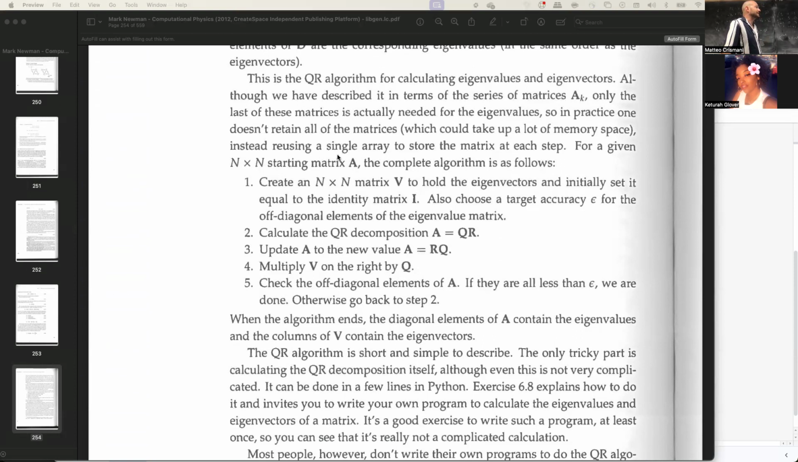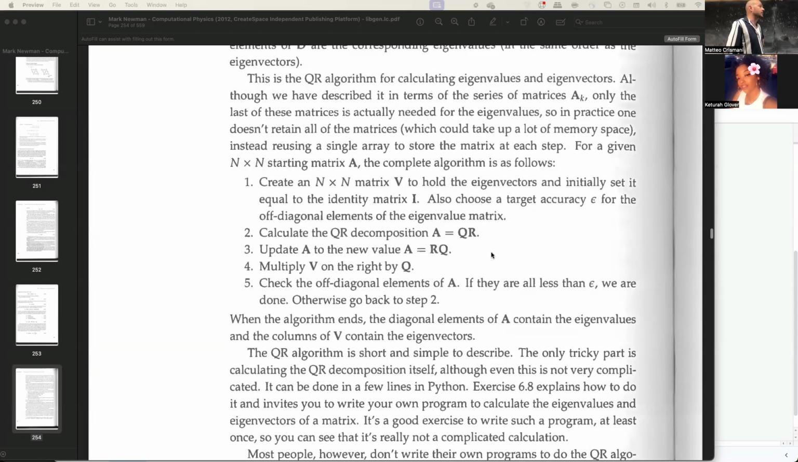So an n by n starting matrix A has the following algorithm. You create the matrix V to hold the eigenvectors and initially set it equal to the identity matrix. Then you choose a target accuracy for the off-diagonal elements of the eigenvalue matrix. Why am I doing this? Well, initially, V needs to be diagonal. And you can calculate the QR decomposition, A equals QR. Then you update A as R times Q, and then you multiply V on the right, and you check the off-diagonal elements. If they're all less than epsilon, you're done. Otherwise, they're not.